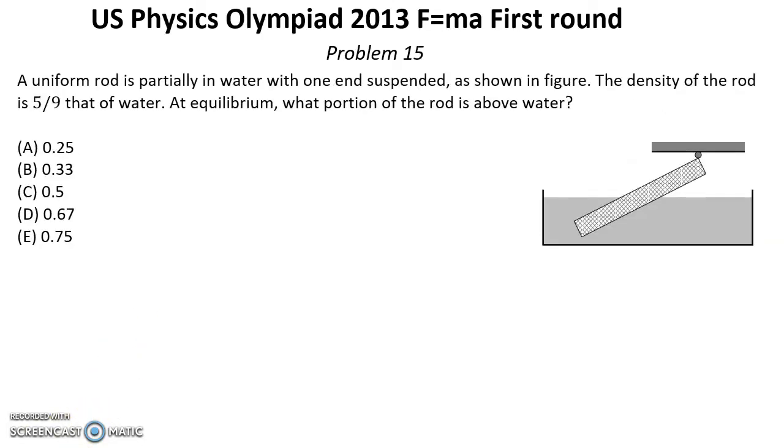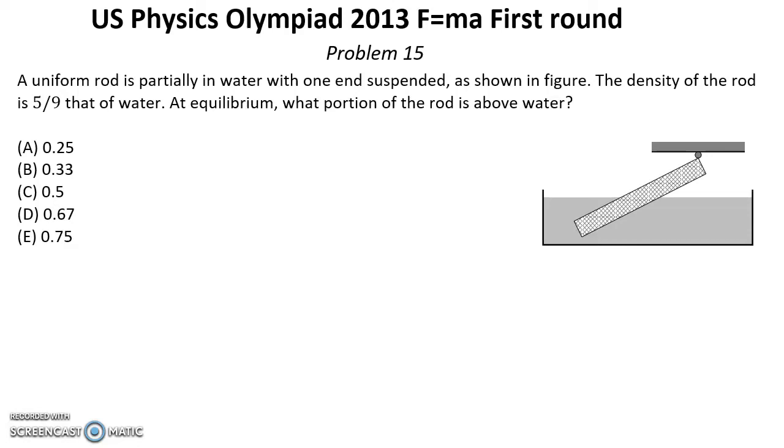Problem number 15. A uniform rod is partially in water with one end suspended, as shown in the figure. The density of the rod is 5/9 that of water. At equilibrium, what portion of the rod is above water?